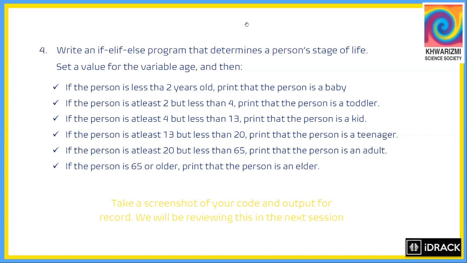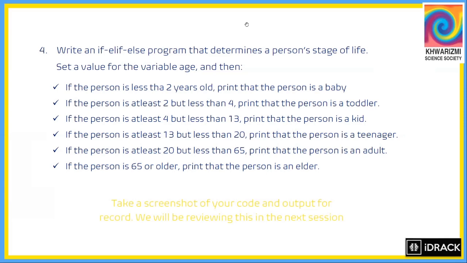So you ask the user for, or you can use your own input for age, and then you check if the age is less than 2 years, print that the person is a baby. If it is between 2 and 4 years, a toddler. If it is at least 4 and less than 13, you're going to use the AND operators here to combine the if statements, and print that the person is a kid.